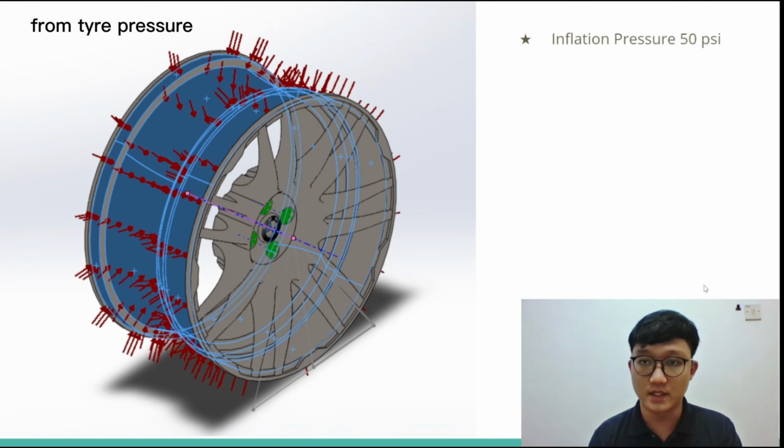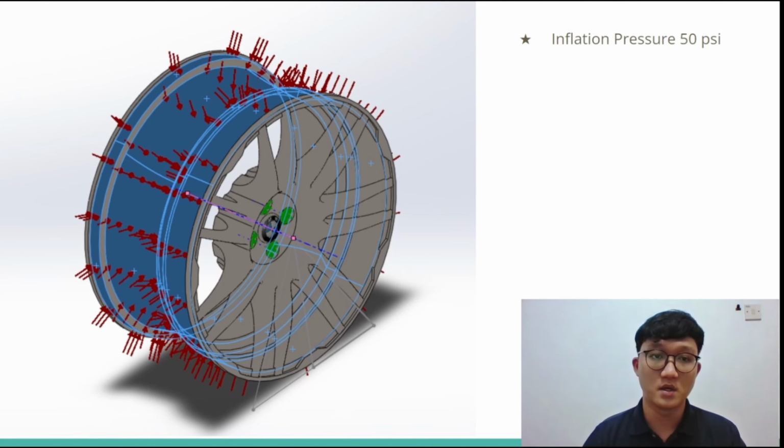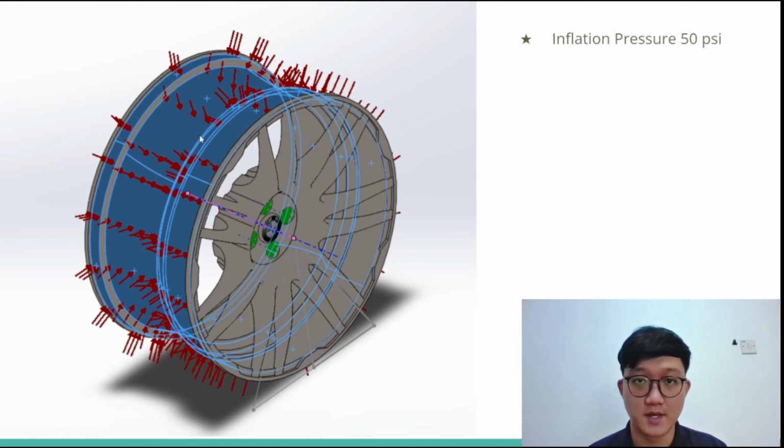Number 1, there is an inflation pressure of 50 pounds per square inch. This uniform pressure, which is equivalent to 0.345 megapascal, is exerted on the whole contact surfaces between the tire and the rim. Let's take a look at this figure. The blue region is the contact area. The red arrows pointing towards the contact area represent the pressure.